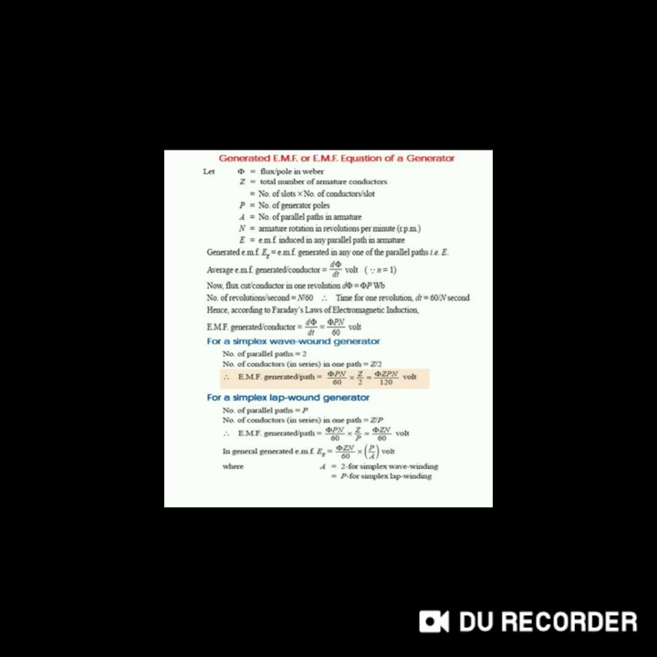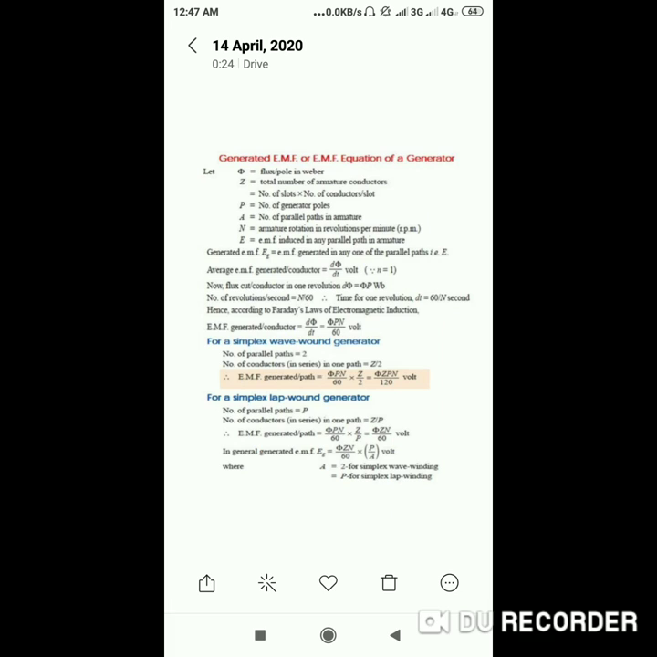So what do you mean by phi here? Phi is nothing but flux per pole, that is given in Weber. Z is nothing but total number of armature conductors. This is a combination of number of slots into number of conductors per slot. These things are very useful while solving the problems. I'll explain that when it comes to problems.